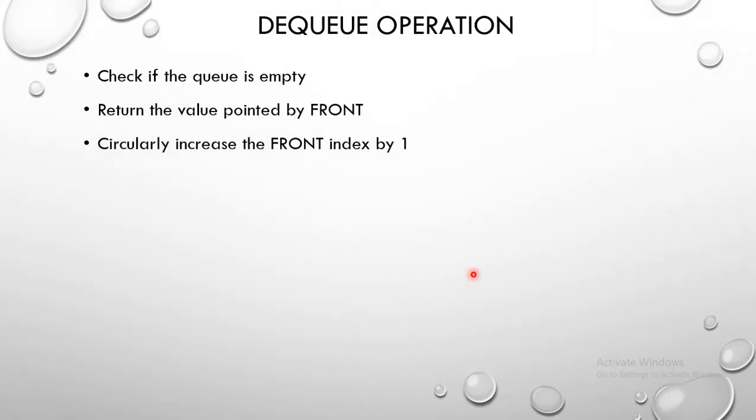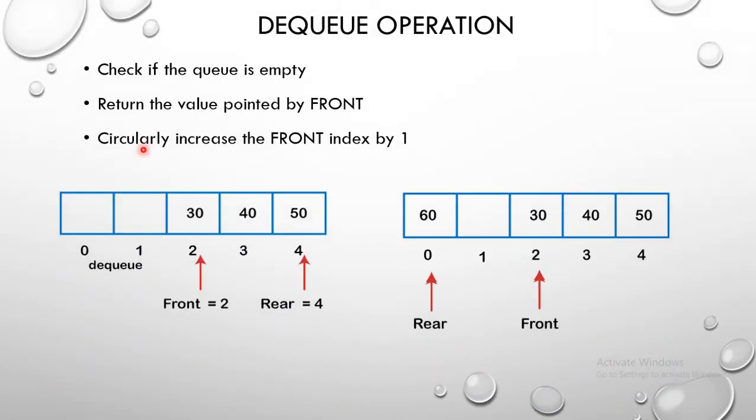Let us discuss the dequeue operation. In the dequeue operation, if my queue is empty, then I can't delete anything, so I will say that this is not possible and you can just exit the function. Otherwise, you can return the value pointed to by the front and circularly increase the front index by 1. Let us see in this example, front is pointing to index 2, that is the value 30. So it will return the value 30 and front will start pointing to 3. This will be the case in the dequeue operation.